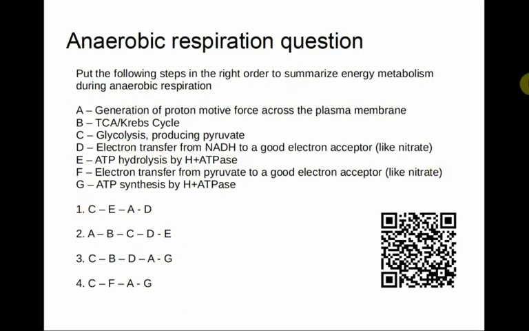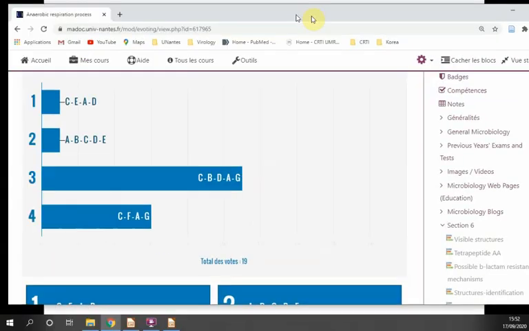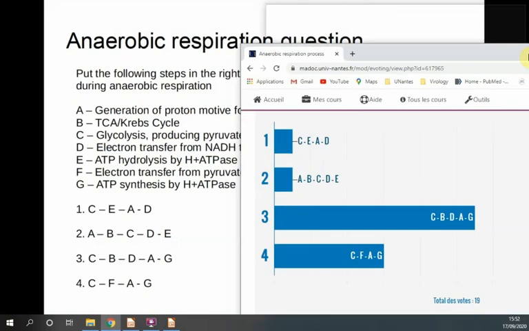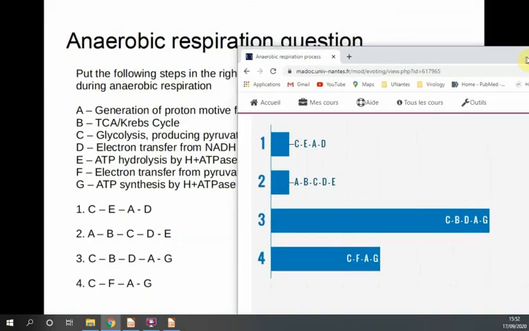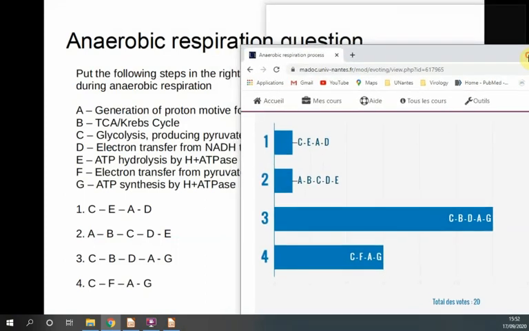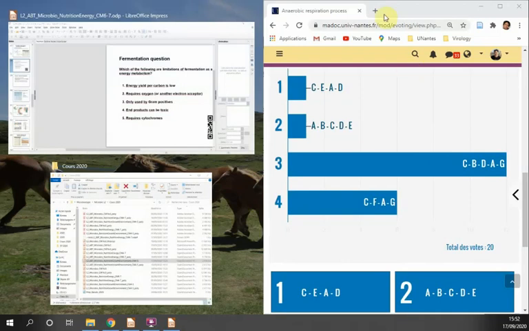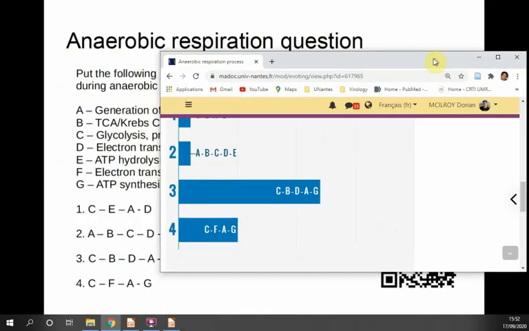Okay, interesting. So here are the votes. Okay, let's try and figure out what they are. Yeah, okay, right. So let's look at what they are. Oh, I didn't know I could do that.